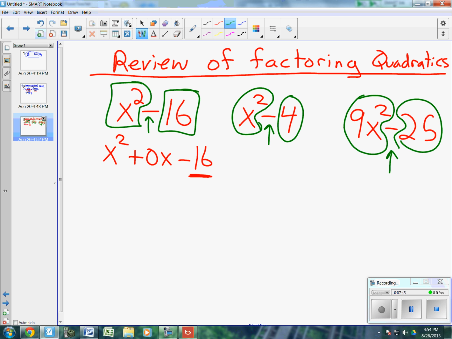So our two numbers that we multiply together to get negative 16 and add together to get 0 are 4 and negative 4, because we want it to add up to 0. So they have to be opposites. 4 and negative 4 are opposites. And it factors like this: x minus 4 times x plus 4. So that's what it factors to be.